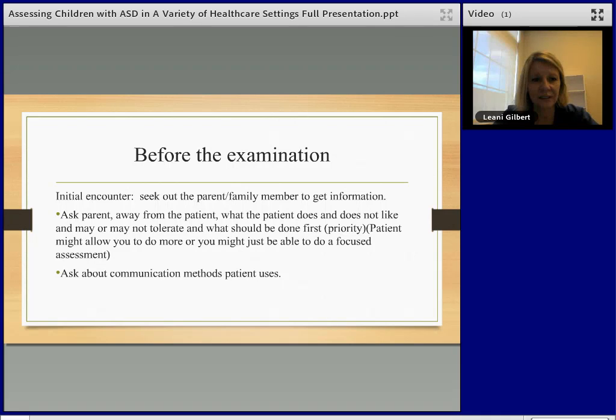So before the examination, you are going to seek out the parent or the family member, and you're going to get information. You'll ask the parent, away from the patient, what the patient does and does not like, and may or may not tolerate, and what should be done first. So you discuss the priority, and the patient might allow you to do more, or you might just be able to do a focused assessment. Ask about the communication, the methods the patient uses, and reinforces.